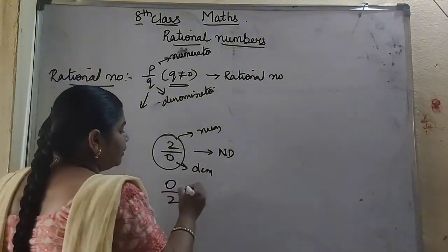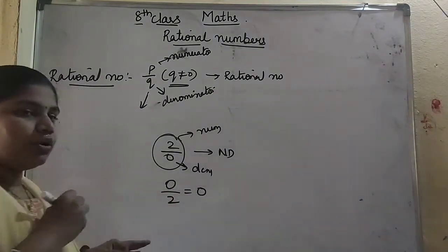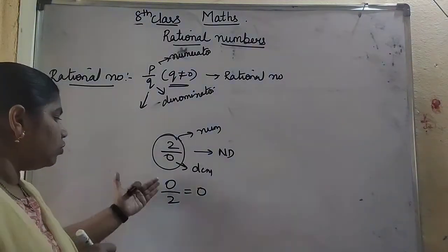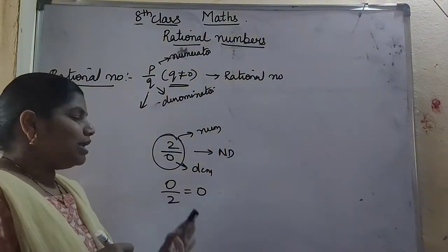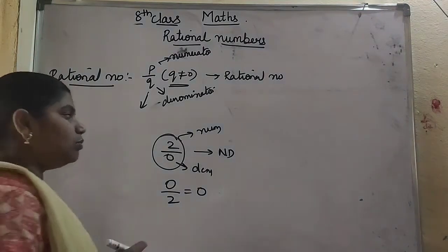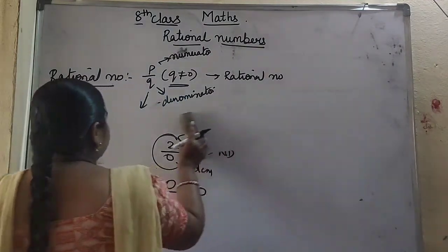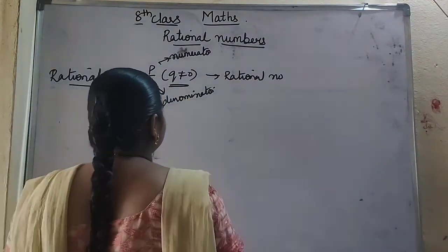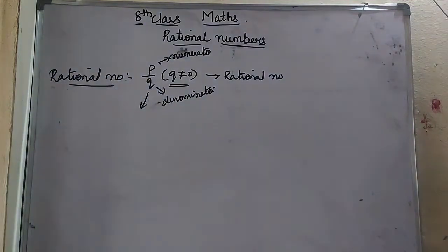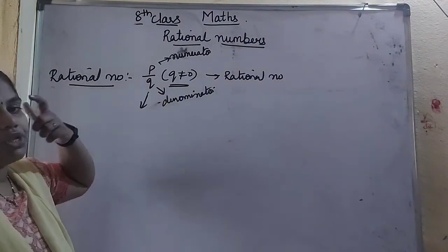Okay, so 0 by 2 is nothing but 0. So here 0 is also a rational number. 0 by 2 is a rational number, as well as 0 will also be a rational number. So what do you mean by rational numbers? Rational numbers means all the numbers which lie in the form of p by q, q is not equal to 0.